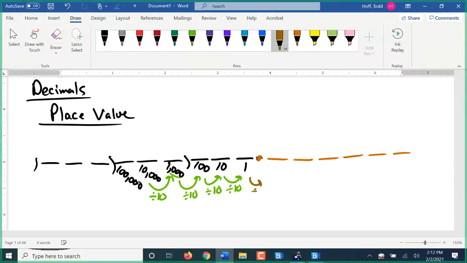1 divided by 10 is 1/10. 1/10 divided by 10 is 1/100th. 1/100th divided by 10 is 1/1000th. 1/10,000, 1/100,000, and of course 1/1,000,000th.